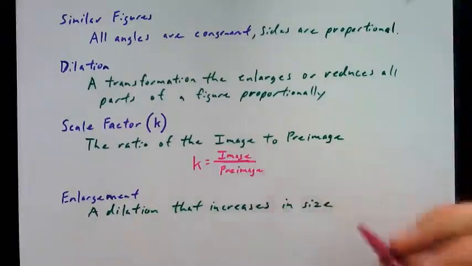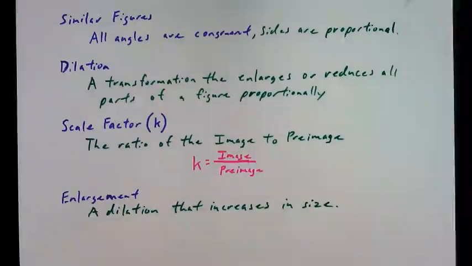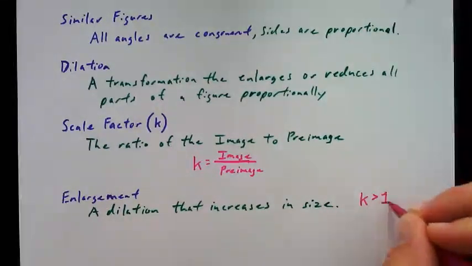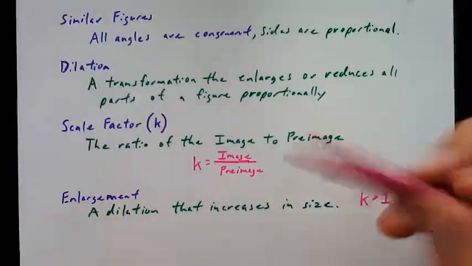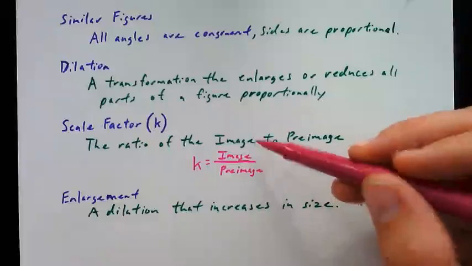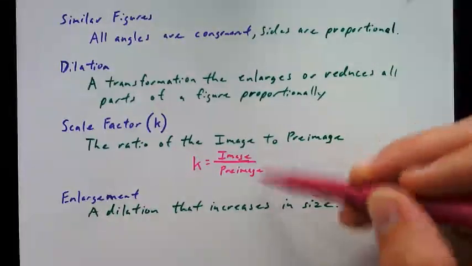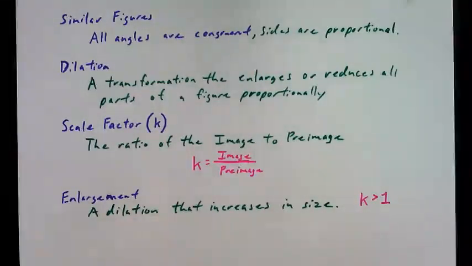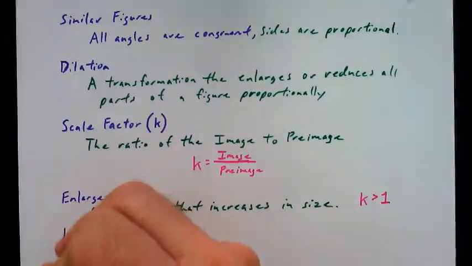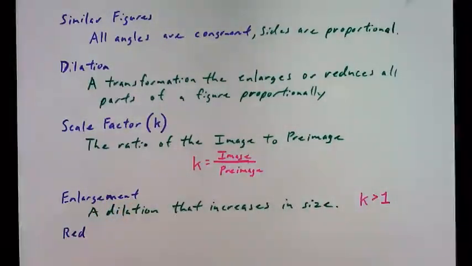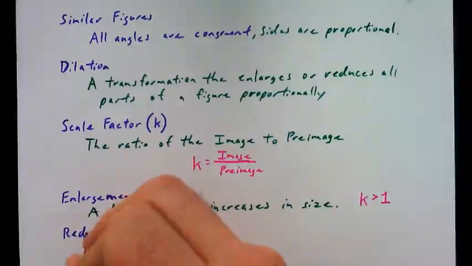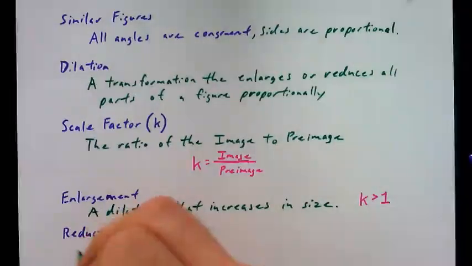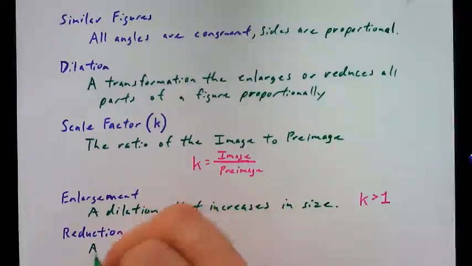Now, if we talk about our scale factor on an enlargement, our scale factor will always be greater than 1. Because if the image goes on top and it's getting bigger, that means the bigger number will be on top of our fraction. So it will always give us a value greater than 1. The opposite of an enlargement is a reduction, a dilation that decreases in size.